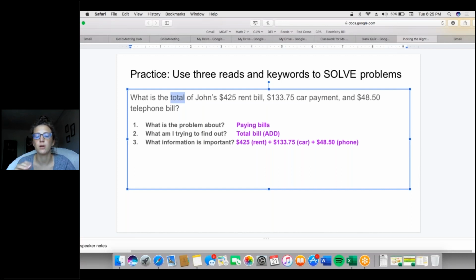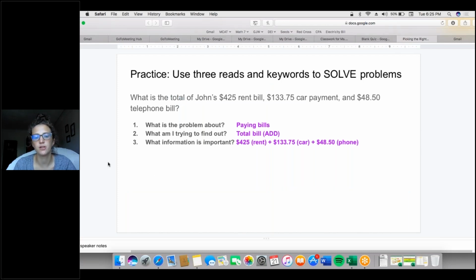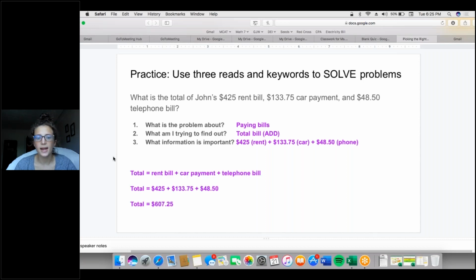So if I were to read it one more time, I would see that each of these numbers are important because I have to put them together to find a total. So I'm adding that rent payment, that car payment, and that phone payment. And I can say that the total is the sum or adding all 3 of them together. So I can take this math short story and turn it into an addition problem. First, in words, I said the total equals the rent bill plus the car payment plus the telephone bill.